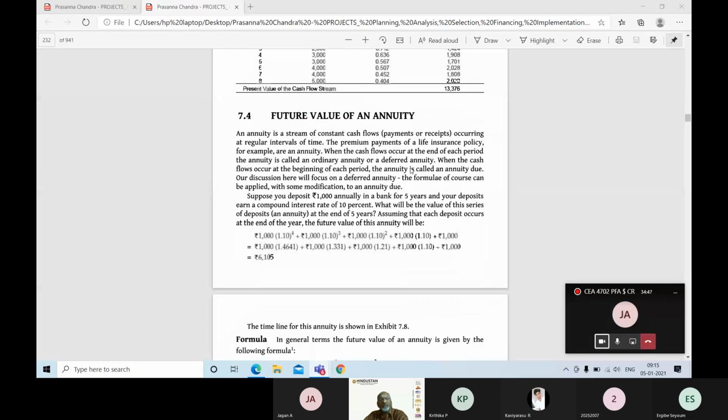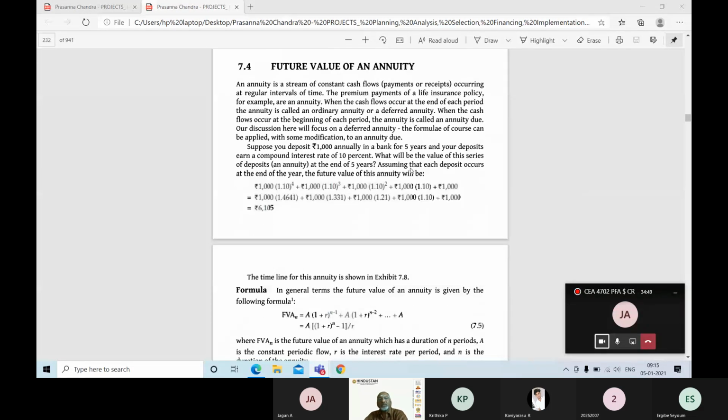Future value of annuity. An annuity is a stream of constant cash flow payments or receipts occurring at regular intervals of time. The premium payments of a life insurance policy, where we are remitting some money for the life insurance, the amount of premium is the same every year. Life insurance is an example of an annuity.